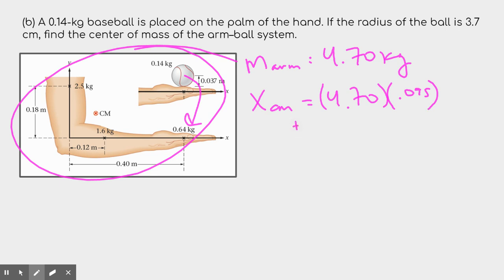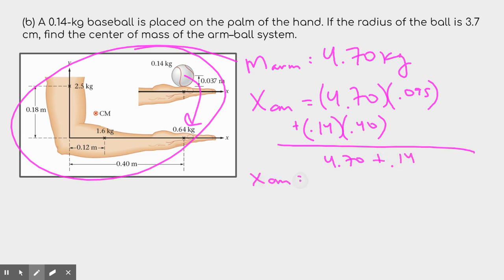Plus, I ran out of room over there, the mass of that baseball times its position. Okay. And then you're dividing all of this by those two masses added together, which is 4.70 plus 0.14. So in the x direction, or that x component, is 0.10 meters.